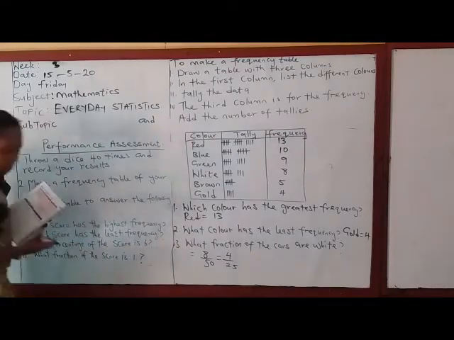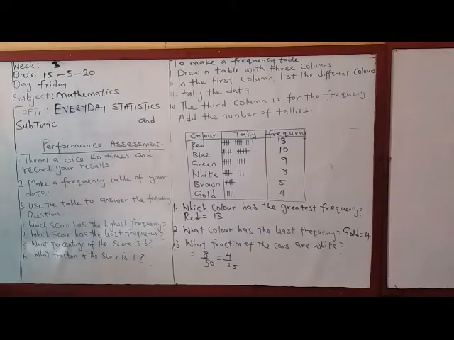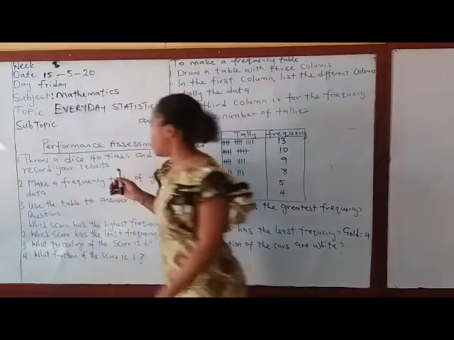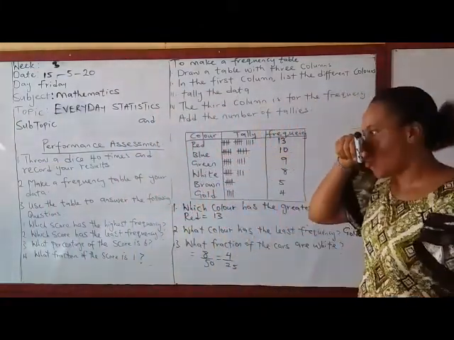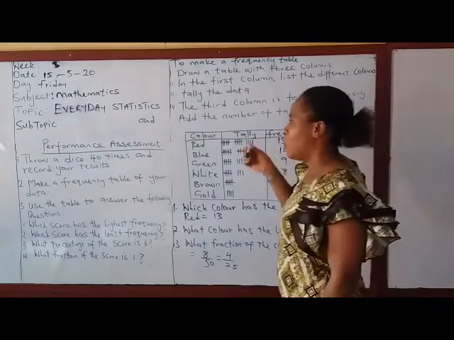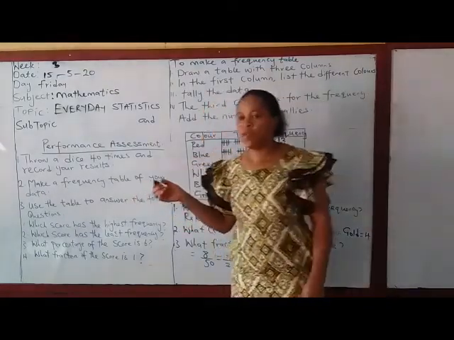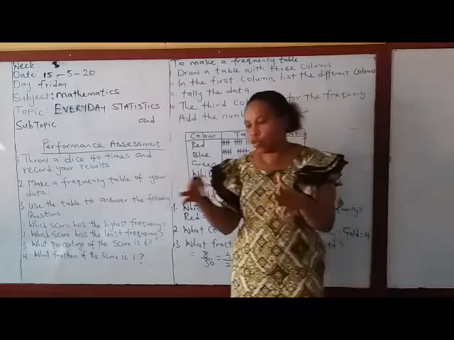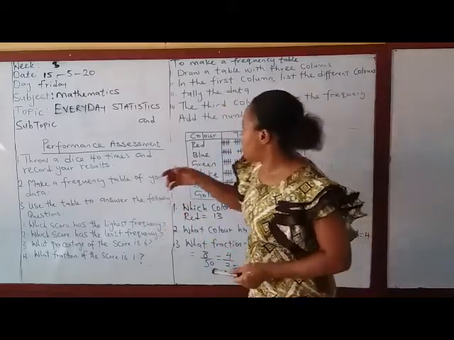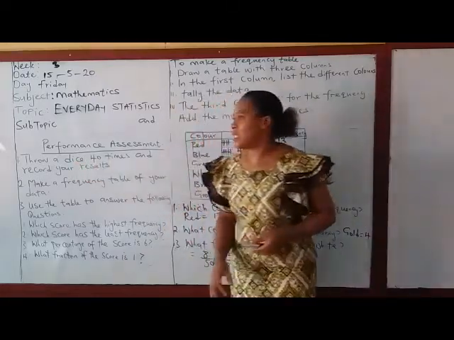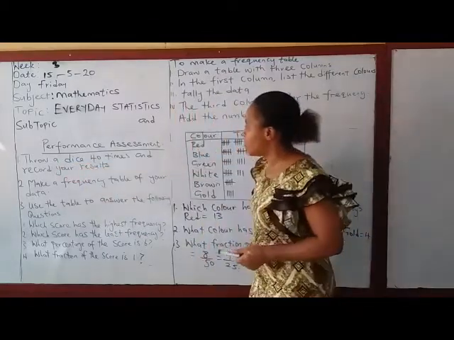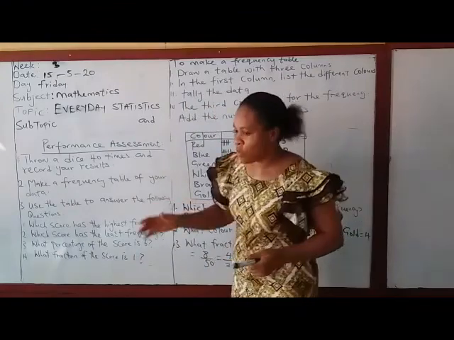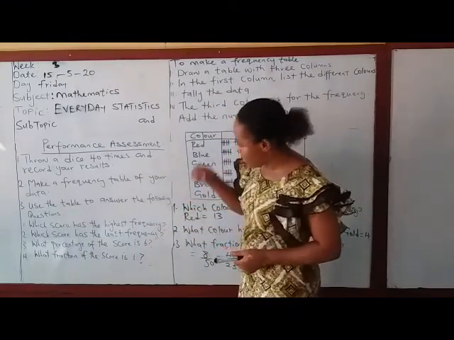So, children, this is your performance assessment. Throw a dice 40 times. You know what a dice is? You have Ludo in your house. If you don't have one, you tell mommy to buy a Ludo for you. Throw a dice 40 times and record your results.